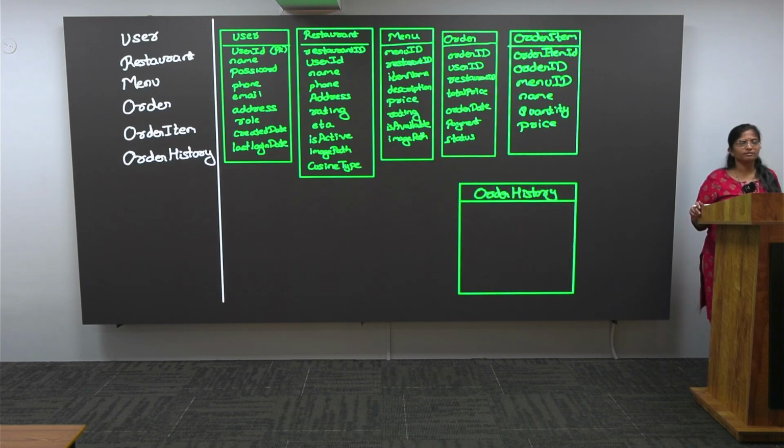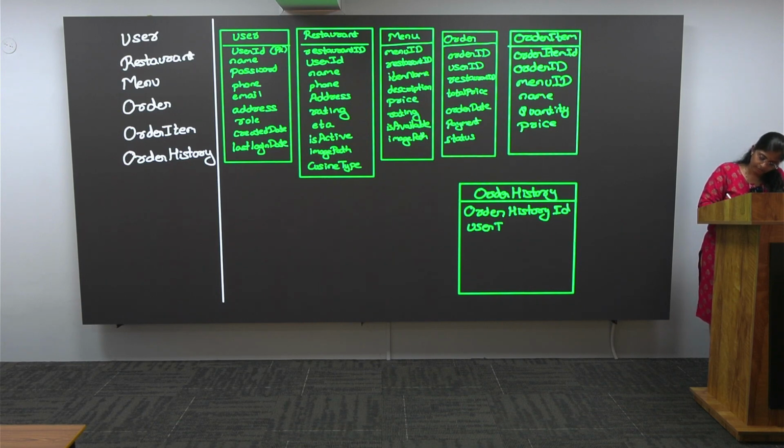What are the things? Order history ID, I'll be saying it as. Tell me what are the information? User ID. Okay. Then, in the order history there will be information on which restaurant you have ordered from. That information you will be having. So you should be having a restaurant ID.